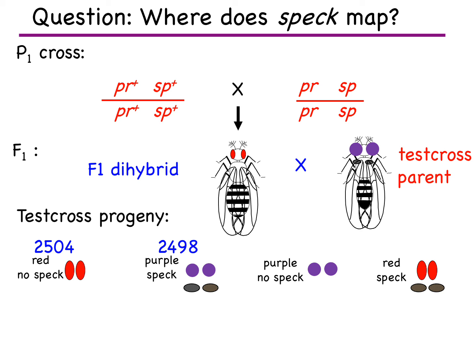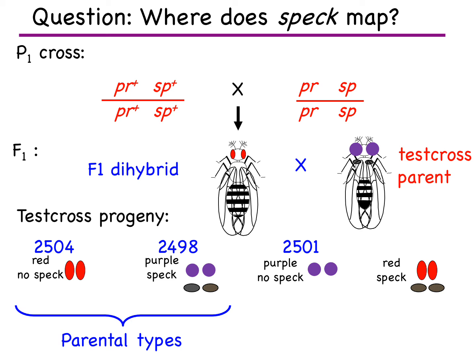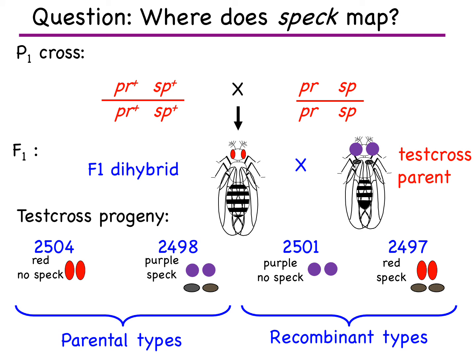And so we get the following progeny in the following numbers. We get 2,500 of the parental types roughly, and when we look at the recombinant types, we get about 2,500 of each of those as well. And again, you should be able to look at this cross and understand why I'm calling these the parental types and the other ones the recombinant types. You should know the phase of the alleles, and that should tell you which are the parental types and which are the recombinant types. So this tells us that the purple and spec genes are essentially behaving as if they're on separate chromosomes.